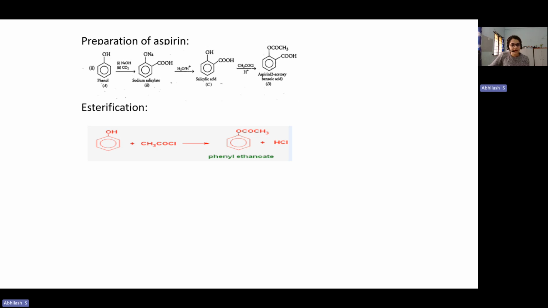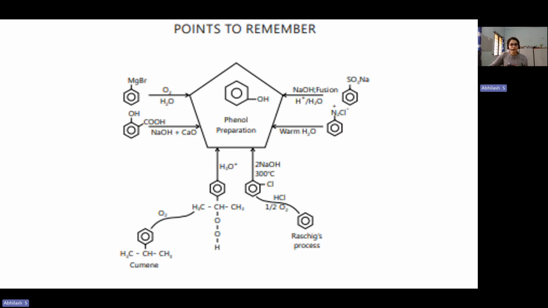This is the topic. Then there are points to be remembered, which are like a route map for your JEE Mains and Advanced. For the exam point of view, there is the preparation of phenols, as I discussed briefly before. Just go through this one.